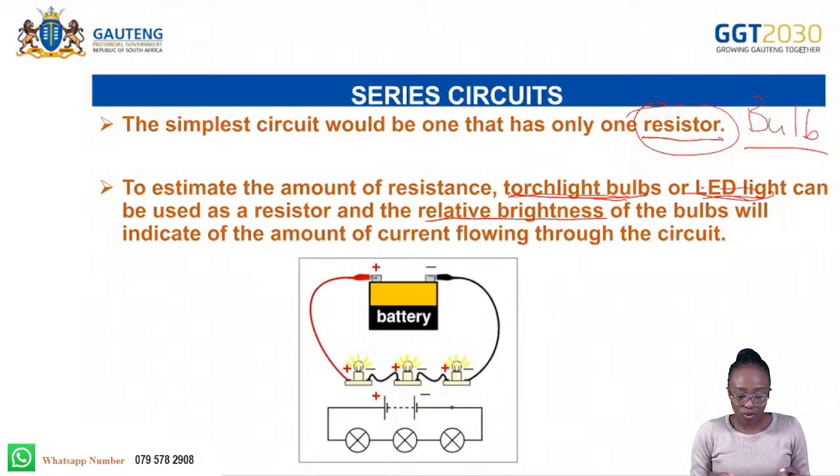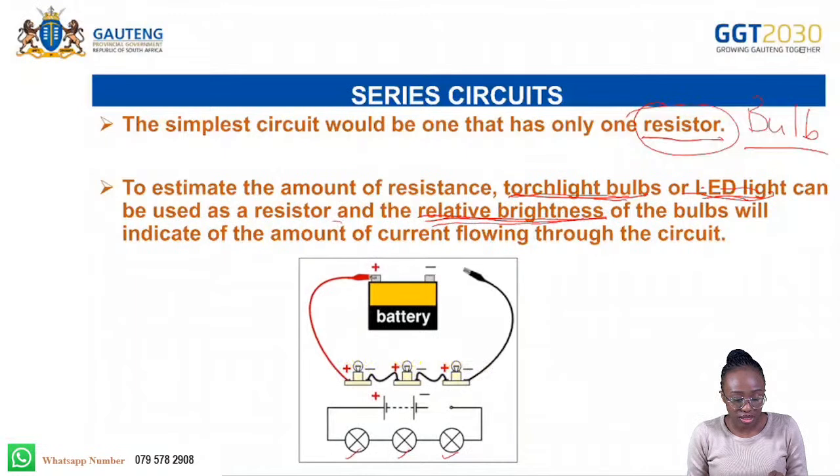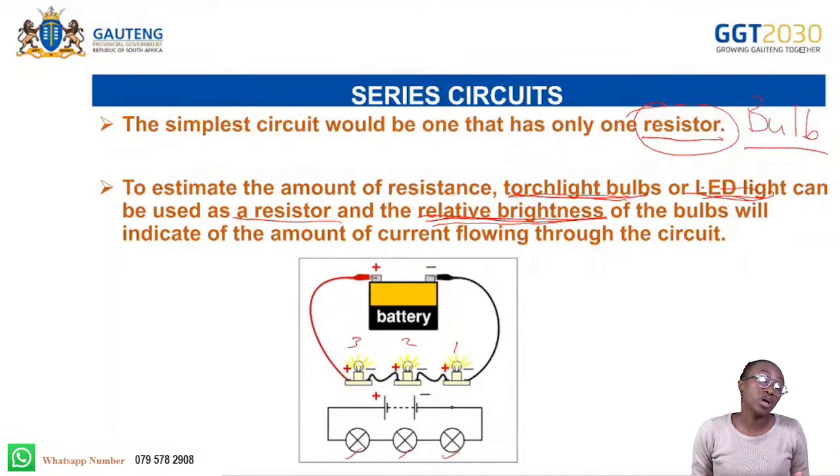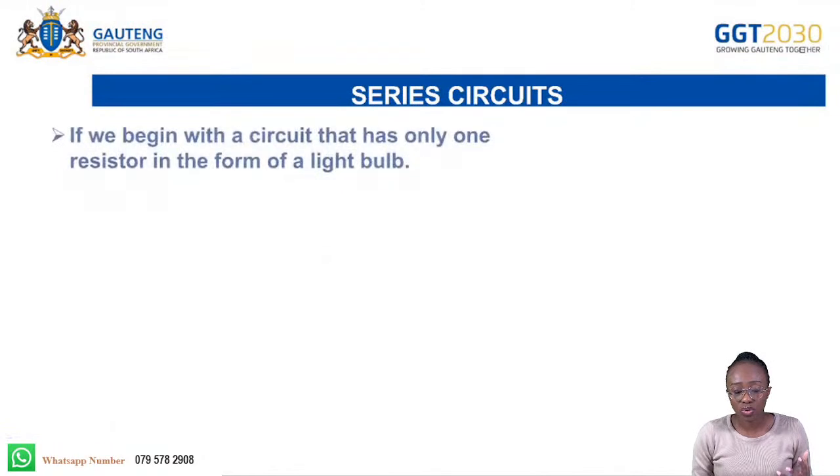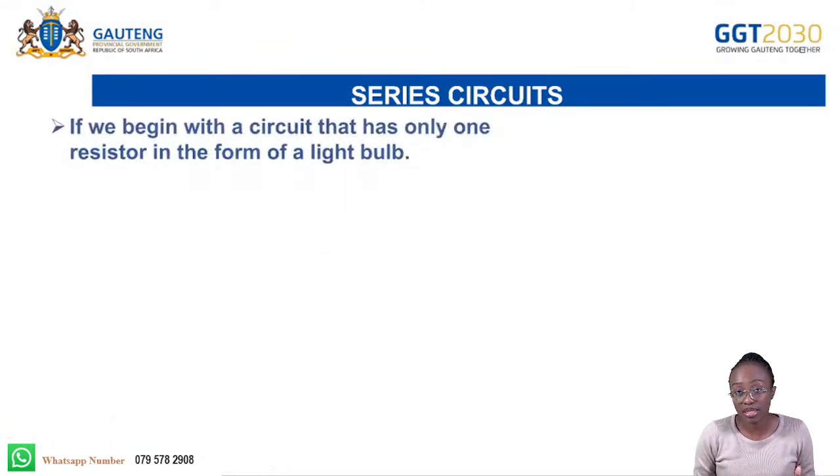Right, so here we've got a series circuit that has 3 resistors, bulb 1, bulb 2, bulb 3. So to estimate or to check the relative resistance, we check the brightness of the bulbs, the brightness of bulb 1, the brightness of bulb 2, the brightness of bulb 3, and how the brightness is affected when extra resistors are added.